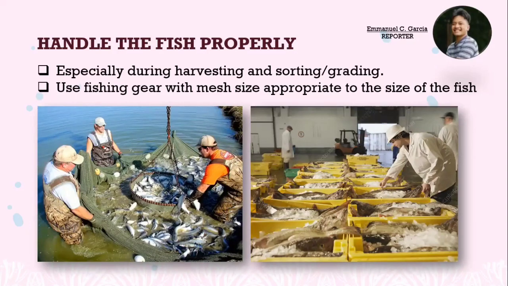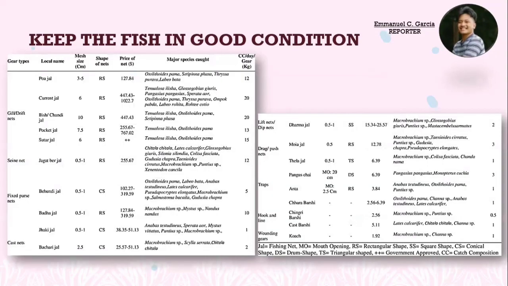So handle the fish properly, especially during harvesting and sorting or grading. Use fishing gear with size appropriate to the size of the fish. So here is the table for the gear type. For seine nets, the mesh size is 3 to 5 centimeters. Current gear is 6 centimeters for gill or drip nets.